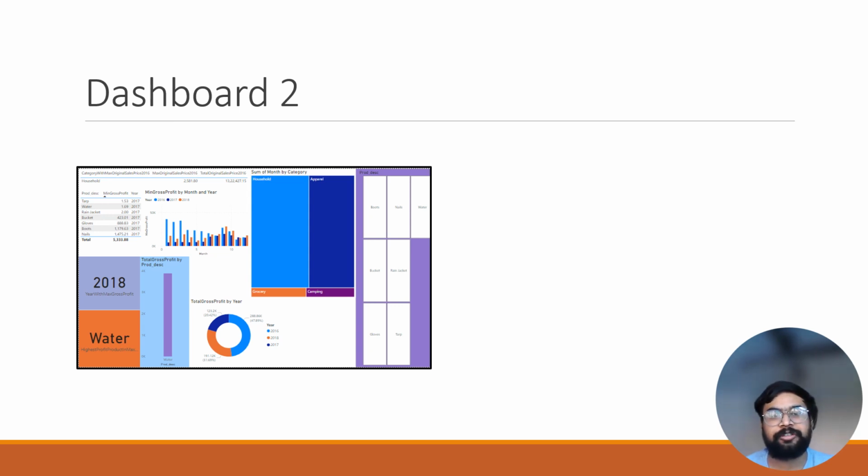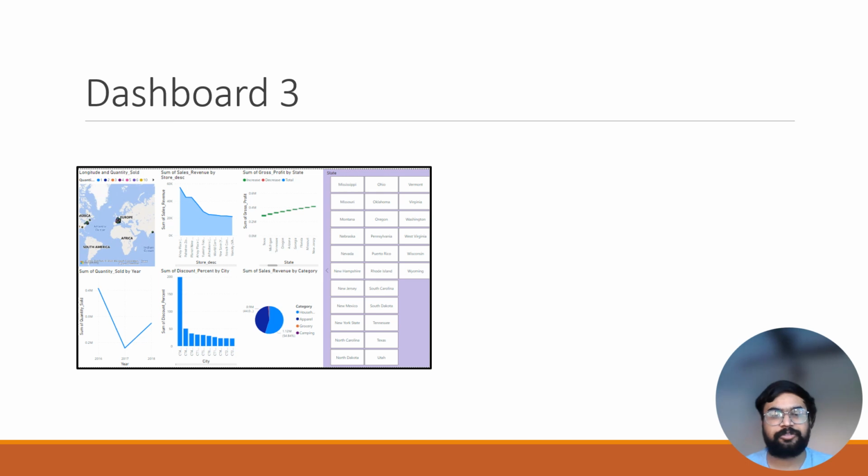The above figures visualize a dashboard containing 6 visualizations and 1 slicer. The first visualization is a table for category with maximum original sales price 2016, the max original sales price and the total original sales price. The second visualization is a table for product with minimum gross profit by year. The third visualization is a column chart for maximum gross profit by month and year. The fourth visualization is a tree map for month by category. The fifth visualization is for the product of highest gross profit with the year. And the next topic is dashboard 3.